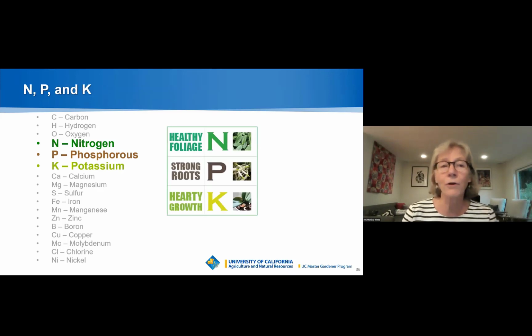And the 3 macronutrients at the top of the list you're going to be hearing a lot about. Nitrogen for strong leaf growth and dark green color, phosphorus for good strong roots and early growth and seed formation, and potassium for plant vigor, disease, and stress resistance.